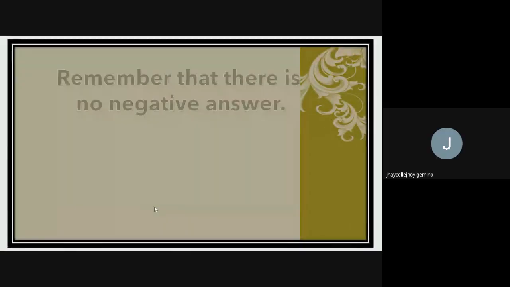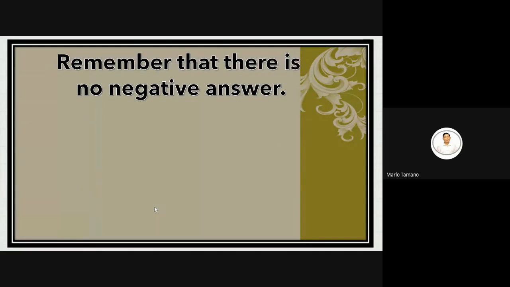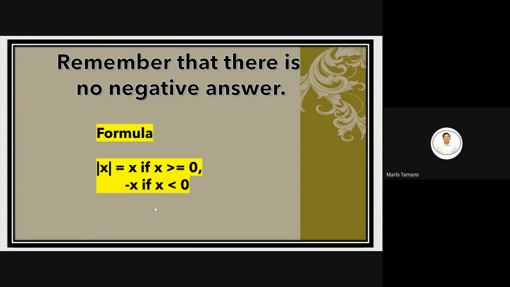Opo, sir. Okay. So remember that there is no negative answer or negative distance. Our formula here is the absolute value of x. If x is greater than 0, the absolute value of x is equal to x. So this x stands for number 1, number 2, number 3, 4, 5, 6, 7, 8, 9, 10, and so on, for as long as it is greater than 0.